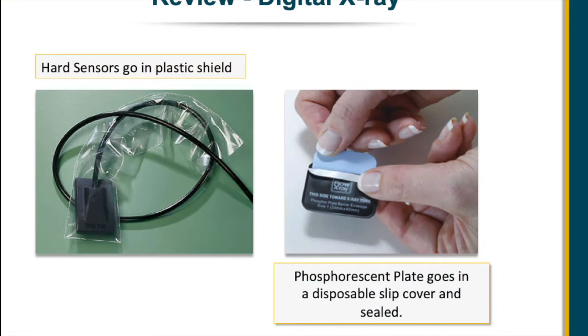So let's do a quick review as we do at the beginning of each module. We try to review what you've talked about in the previous module. You will most likely come across one of these two types of X-ray sensors. The phosphorescent plate goes in a plastic shield, in a disposable slipcover, and is sealed so that this little blue plate can be reused over and over again. And obviously the hard sensors are reused over and over again with the replacement of the barrier there.